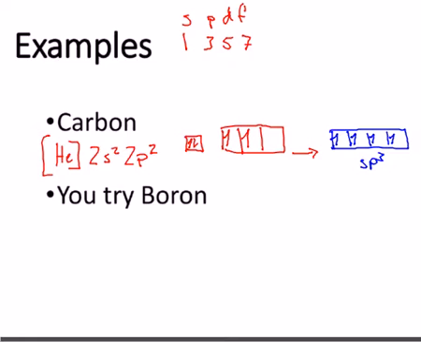So we put all of them together, we fill in the boxes, sp3 is what we get. I want you guys to try boron quickly. First thing you want to do, guys, is write out the noble gas notation. So it's going to be helium. It's going to look very similar to carbon.